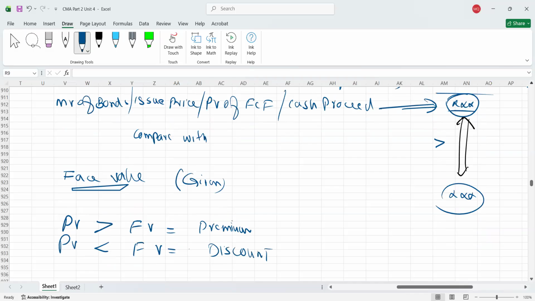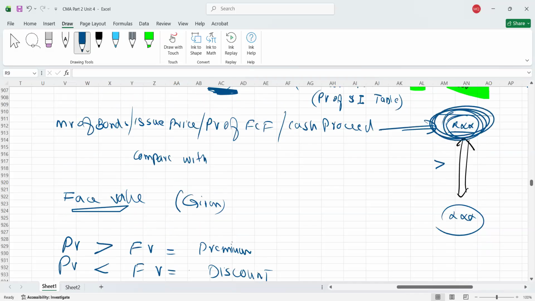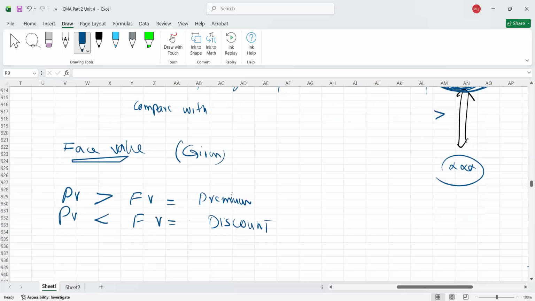And don't forget, this is going to be your issue price. If this price is bigger, it is a premium. If this price is smaller than face, it is a discount. Sometimes this present value could be exactly equal to the face value. Okay, so it means there is no premium, no discount.